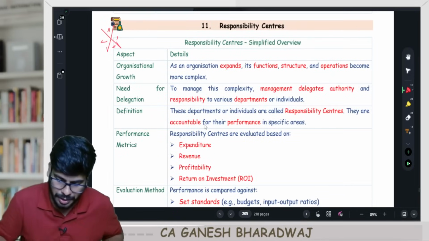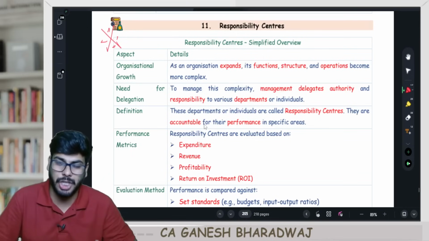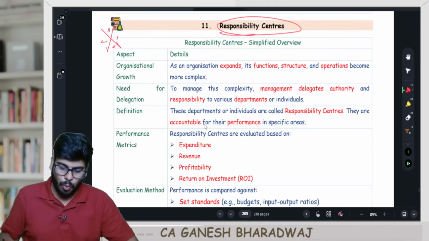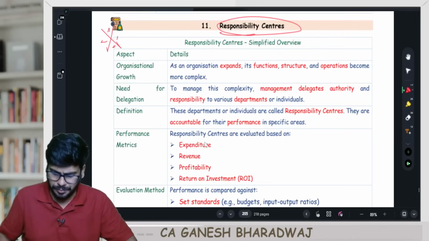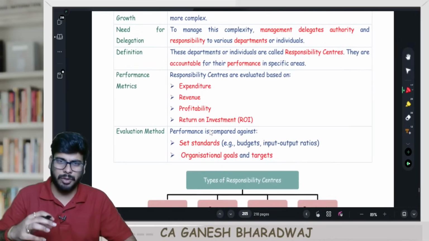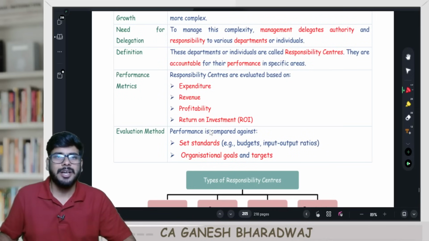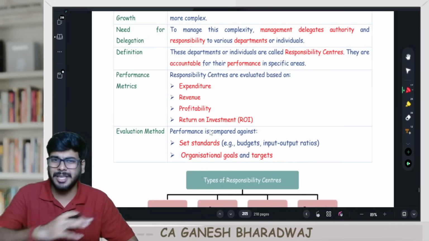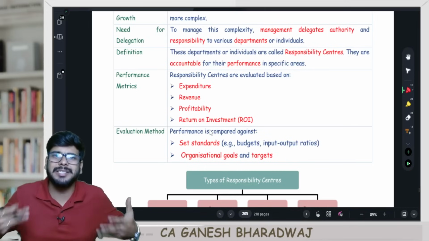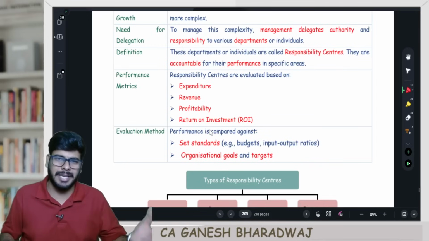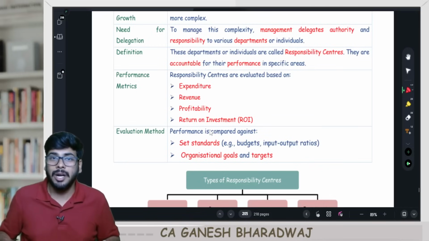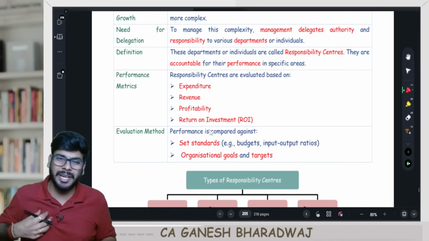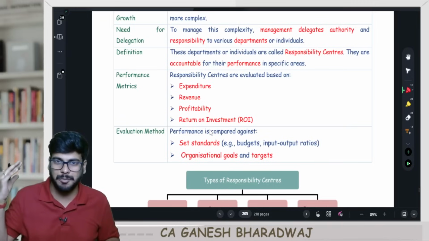Now, the most important thing in this theory chapter, your introduction to costing, is this concept called responsibility center. What do you mean by responsibility center? In a particular company, there are different departments. There could be branches, there could be subsidiaries, many places where activities are happening, any kind of activity, production or sales. Each of these is called a center, and for each center I fix some responsibility.